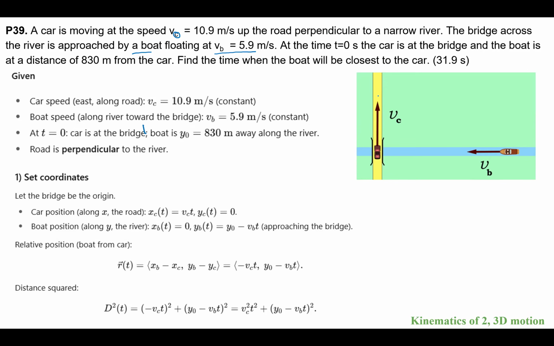The car is moving, let's say this is the x and y directions, along the y, but the boat is along the minus x direction. At time t equal to 0, the car is at the bridge as shown here, and the boat is at a distance of 830 meters from the car. So from here to here is 830 meters. And the question is the time when the boat will be closest to the car.